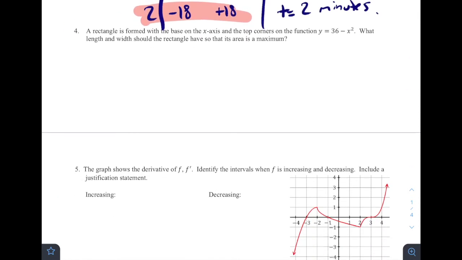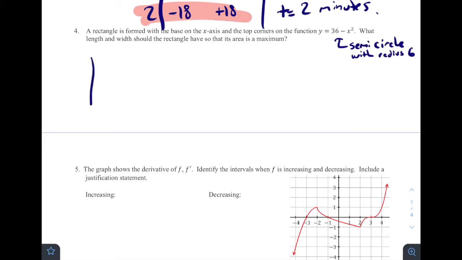A rectangle is formed with the base on the x-axis and the top corners on the function 36 minus x squared. What length and width should the rectangle have so that its area is a maximum? Nice. This to me looks like the top half of a semicircle with radius 6.